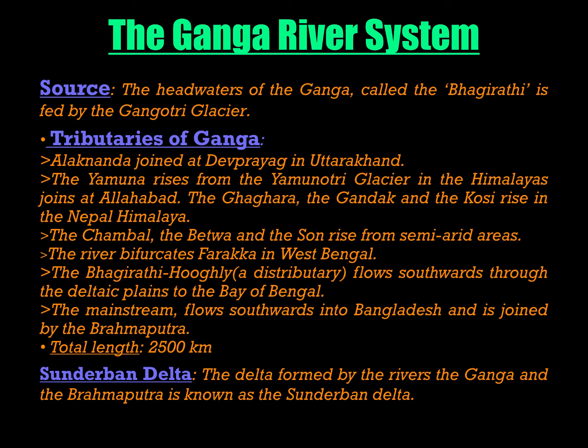The Yamuna rises in the Yamunotri glacier in the Himalayas and joins at Allahabad. Sorry, not Allahabad, it's Prayagraj now. This government is changing the names. The Ghaghra, the Gandak and the Kosi rise in the Nepal Himalayas. We saw the divisions of the Himalayas. This Nepal Himalaya is the west to east division of the Himalaya.